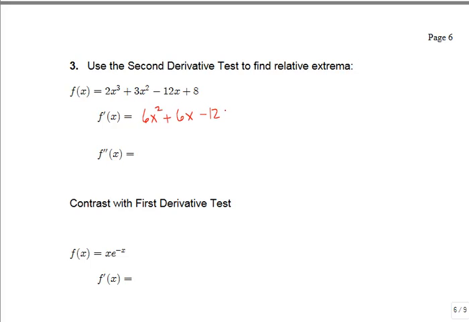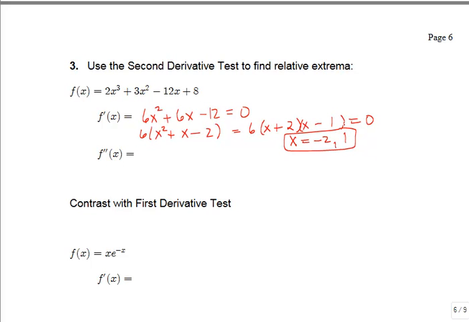It's never going to be d and e, but it will equal 0. And we can find that by factoring out a 6 and then factoring that trinomial. And we would get x and x, 2 and 1. This would be plus and minus. This should be a 2. And if we set those to 0, then we get -2 and +1. So those would be called our critical numbers.